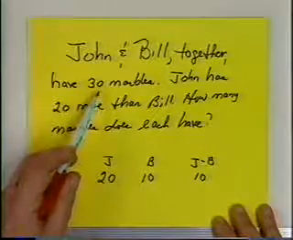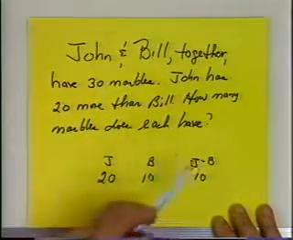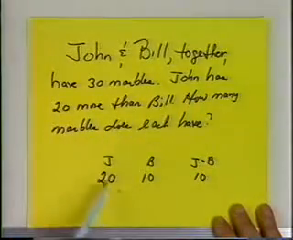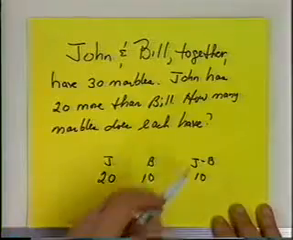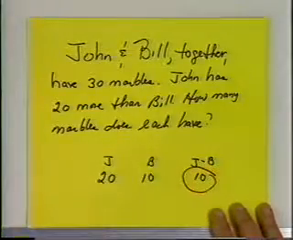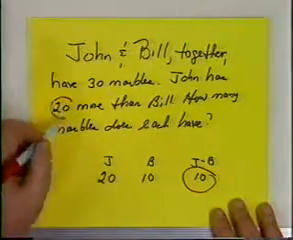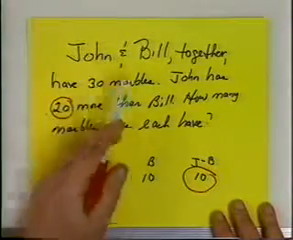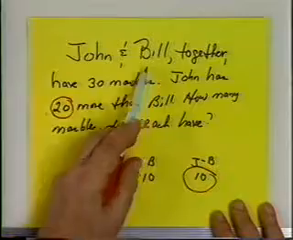But that's only one of the two conditions. What's the other condition? It says John has 20 more than Bill. Well, if John has 20 and Bill has 10, then the difference between them is only 10. What's the difference supposed to be? 20. You see again, there are two dimensions here. What are the dimensions in this problem?